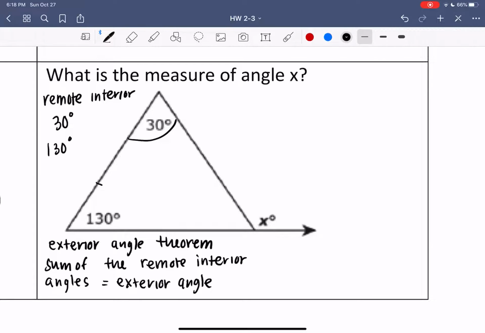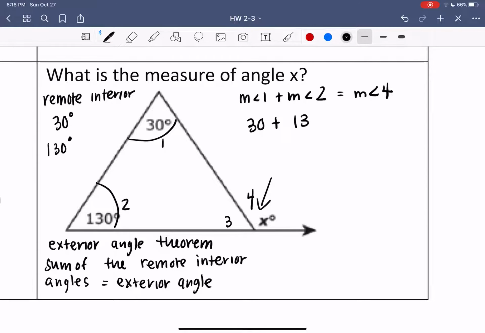So these two that are furthest away from my exterior angle, these are our remote, like a remote island, they're furthest away from the outside. So it's saying that the sum of your measure of angle 1 plus the measure of, if this were 1 and this were 2 and this were 3 and 4, the sum measure of angle 1 plus the measure of angle 2 equals the measure of angle 4. So then we can go ahead and substitute our numbers into here, and that will give us our answer. Once we combine our like terms, x will equal this.